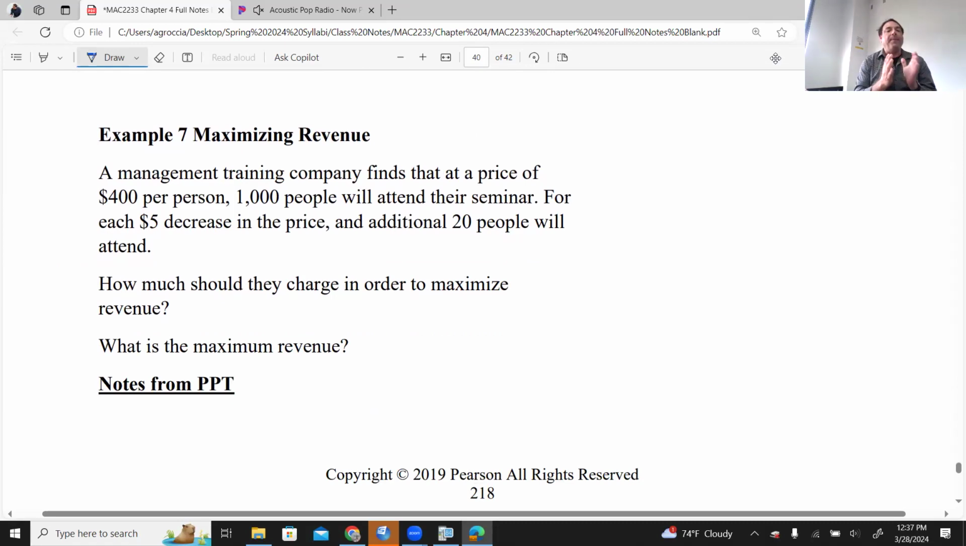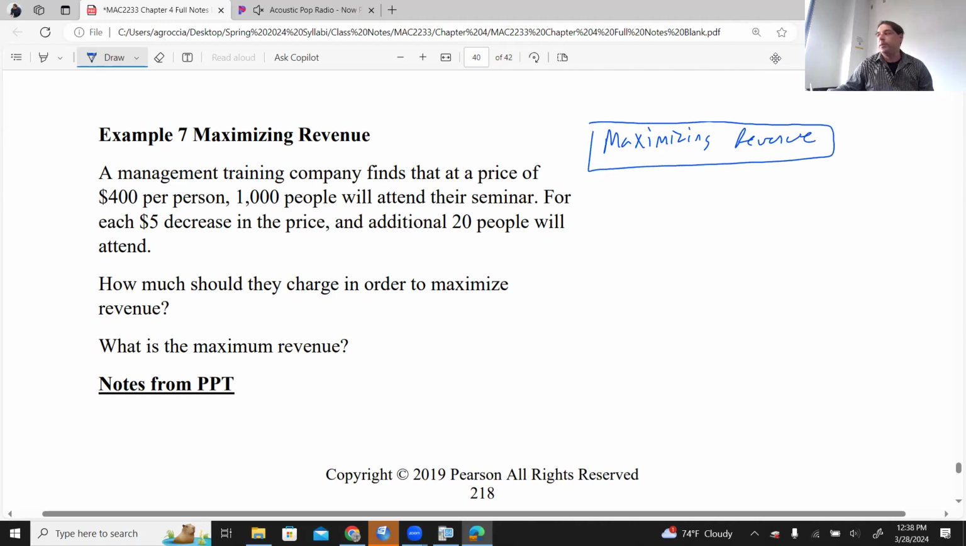A management training company finds that at a price of $400 per person, 1,000 people will attend the seminar. For each $5 decrease in the price, an additional 20 people will attend. How much should they charge to maximize revenue? So bottom line, this boils down to maximizing revenue. But the revenue equation wasn't given to us, so we're going to have to do a little bit of work.